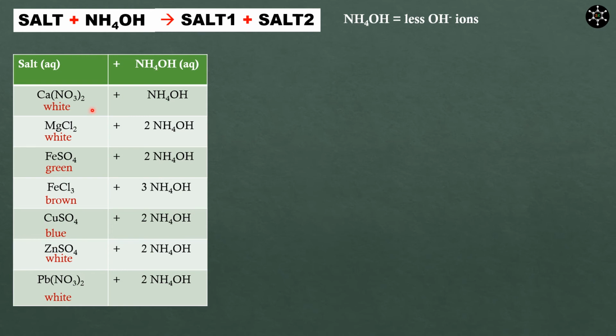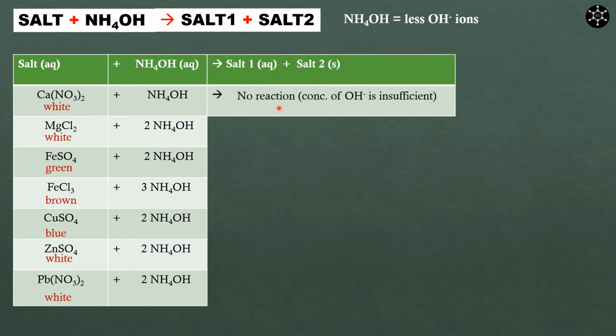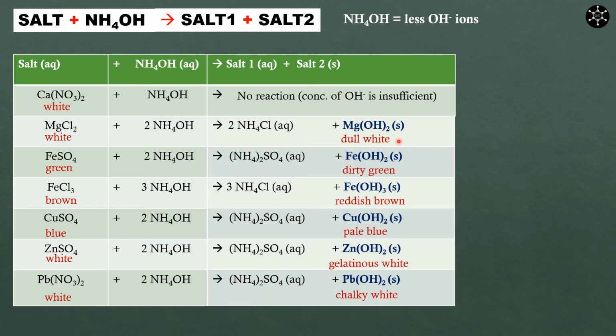When calcium nitrate is treated with ammonium hydroxide, we will not see any precipitate formation because the concentration of hydroxyl ions in the solution is insufficient to cause the precipitation of calcium ions from solution. The rest of the salts give precipitate. Magnesium chloride gives us dull white magnesium hydroxide precipitate. Ferrous sulfate gives us dirty green ferrous hydroxide precipitate.